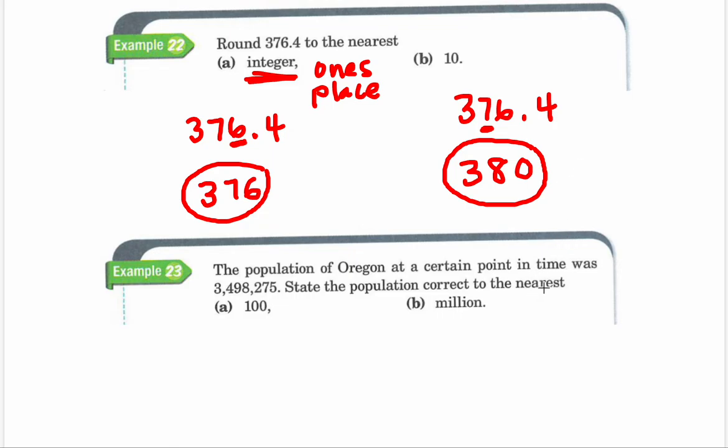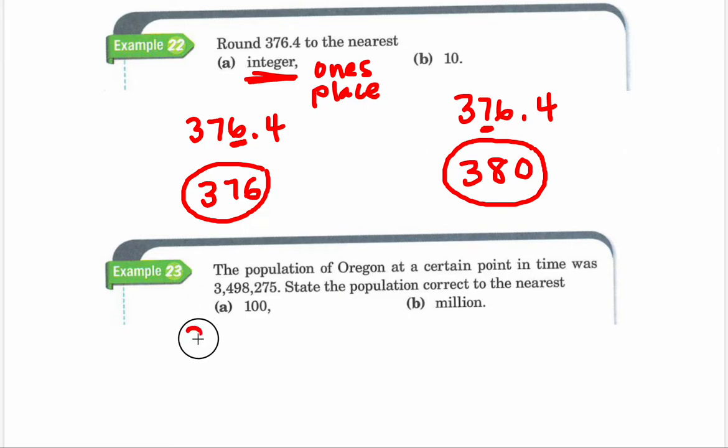Okay, let's try the next one. The population of Oregon at a certain point in time was 3,498,275. State the population correct to the nearest 100 and then nearest million. Go ahead and pause the video and try it on your own first.